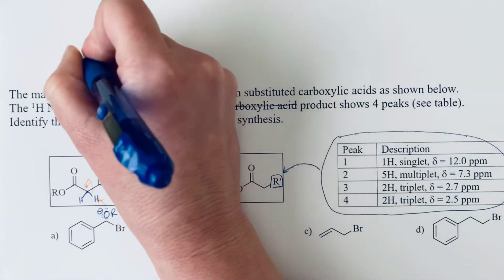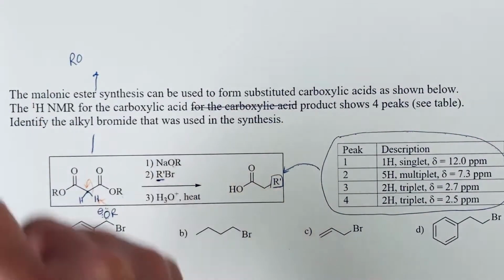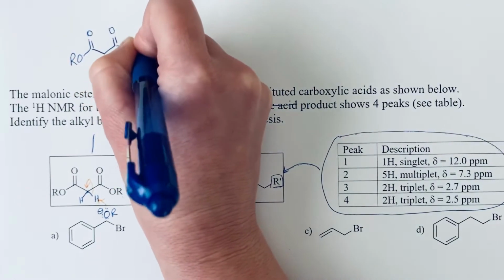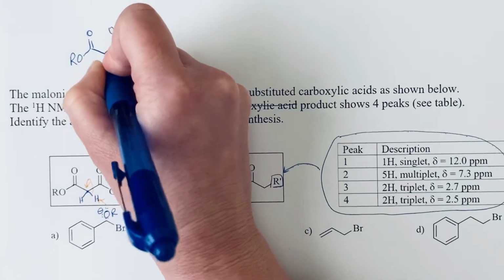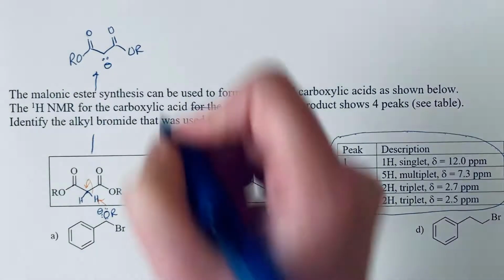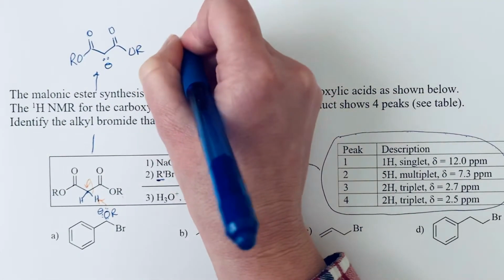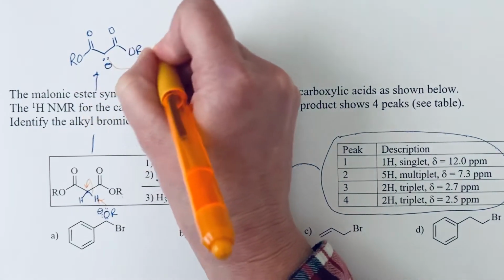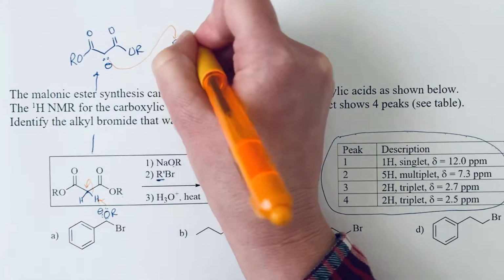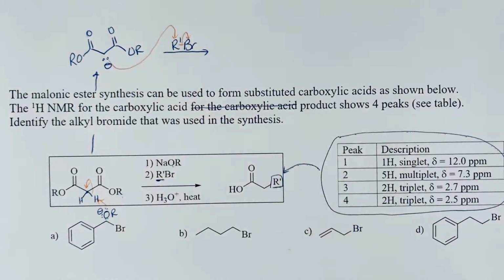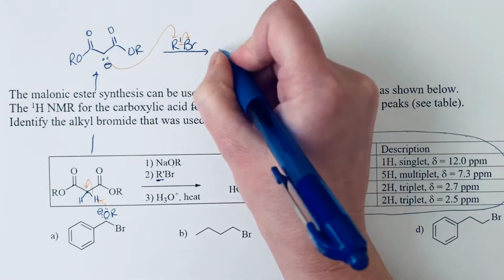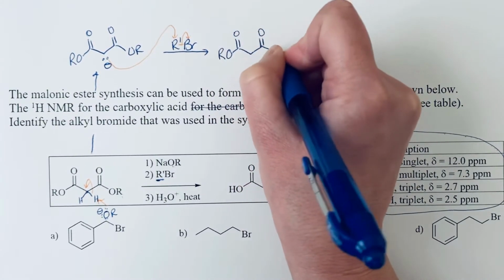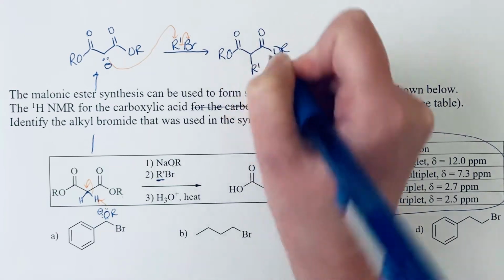And so what that's going to do is make this into an enolate. And that enolate is going to be the nucleophile that's going to react with this alkyl bromide. So in your next step, if you add in the alkyl bromide, this can do the SN2 reaction. So this is going to be an SN2 step. So we're alkylating in between these 2 carbonyls, so whatever that R group was is added.